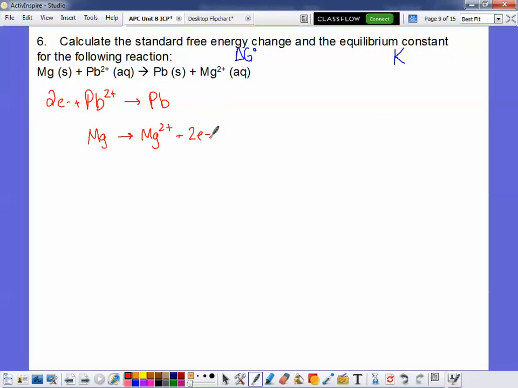Good. So in the chart on page 845, look up the reduction potentials for both of these. Which one are we going to flip? Which one's not reduction? Yep, the magnesium one is oxidation, so we're going to have to flip the sign for that one. Let's go ahead and look up those two values, because we're going to need that for this problem.